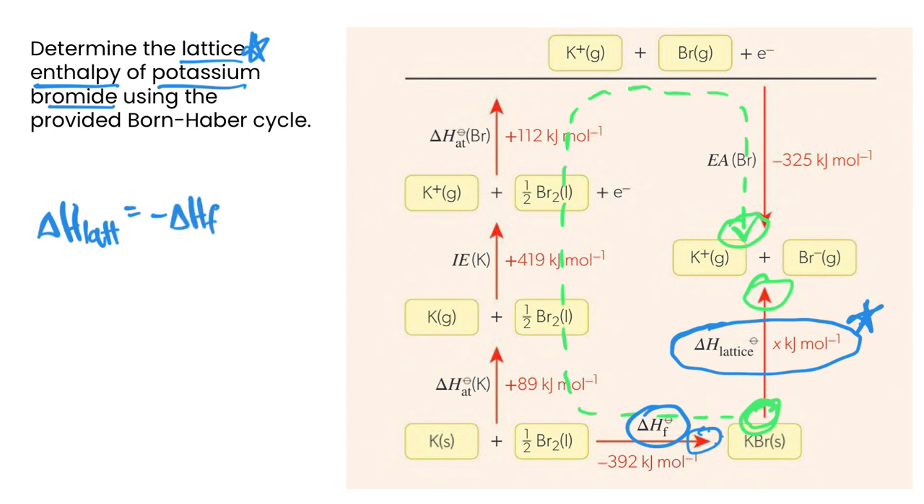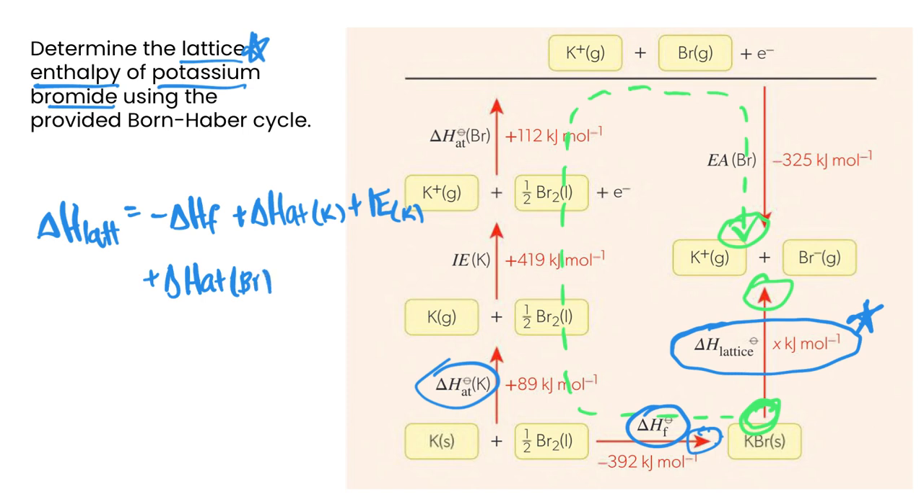And then we're going to take next our delta H of atomization of potassium. That's with our arrows, so that's good. We can keep the value as is. Same with the ionization energy. Same with the atomization enthalpy of bromine. And same with the electron affinity of bromine. So the only one we needed to switch was our enthalpy of formation.